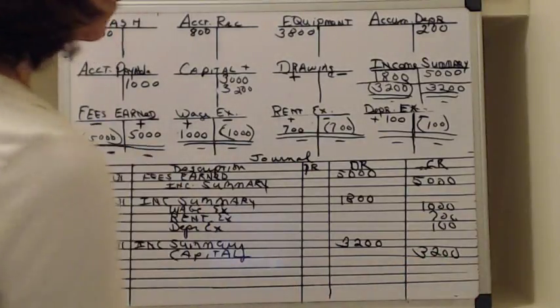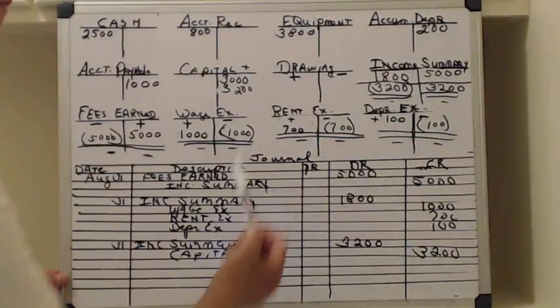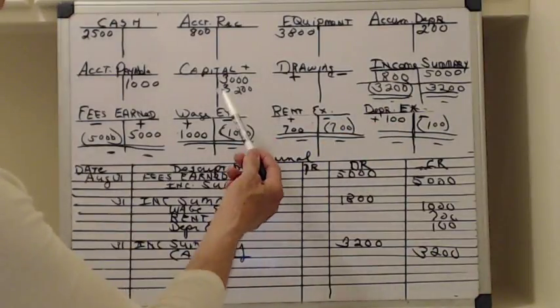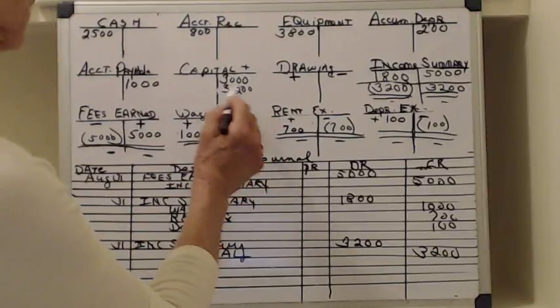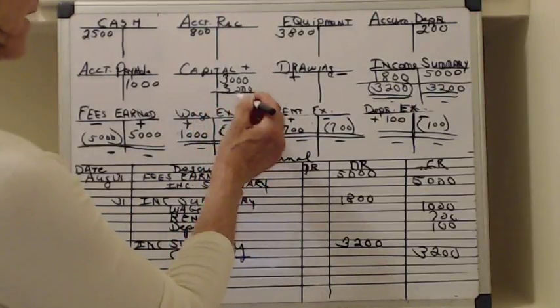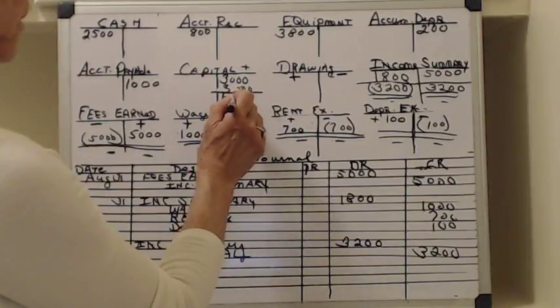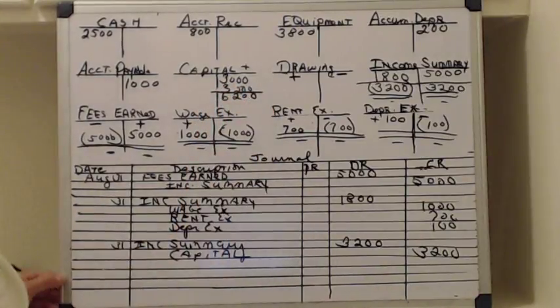Okay, so now my income summary is closed. Capital now has a profit in here. Actually, Capital now has a new balance because we have a number under each other. So we have $6,200 now in Capital. So we put his profit in there.